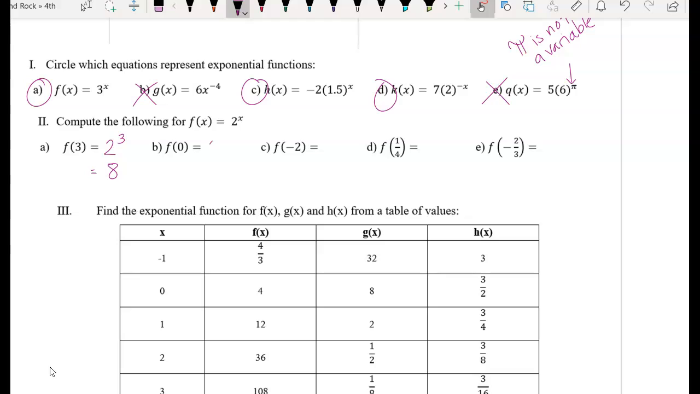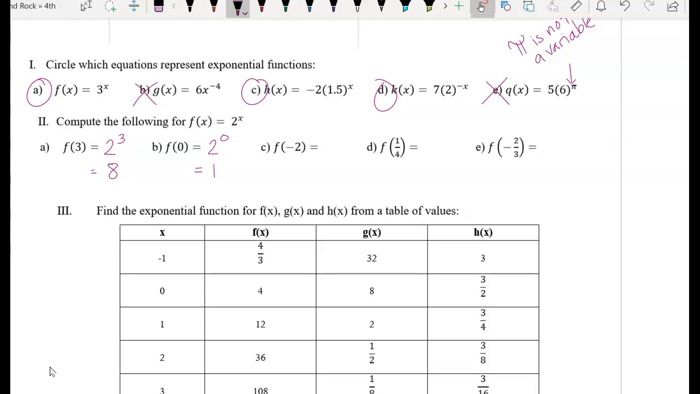Next, we're inputting 0 for x. 1. Yes. Anything raised to the power of 0 is always 1. Always. So what's 10 to the power of 0? What's 100 to the power of 0? 1. What's 0 to the power of 0? 1. Always 1. 0 to the power of 0 is 1.